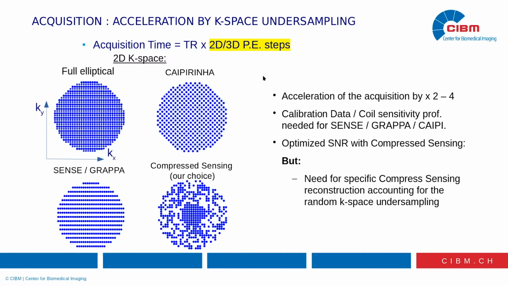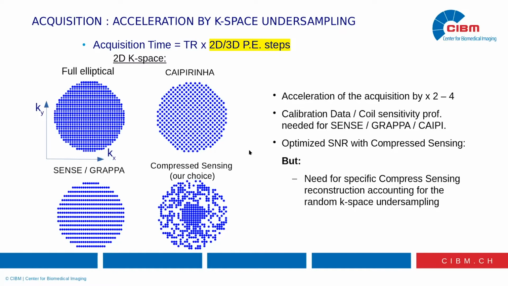At the cost of, for SENSE, GRAPPA or CAIPIRINHA, also measuring some calibration data that will be needed to interpolate the points between these lines. And we'll be able to reach an acceleration factor between 2 and 4 typically.